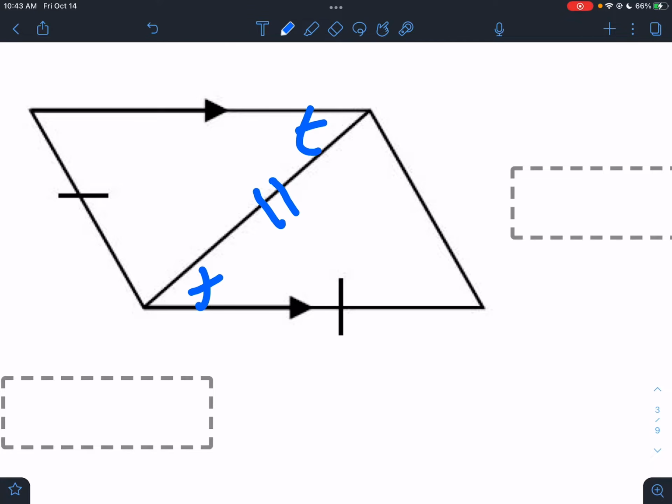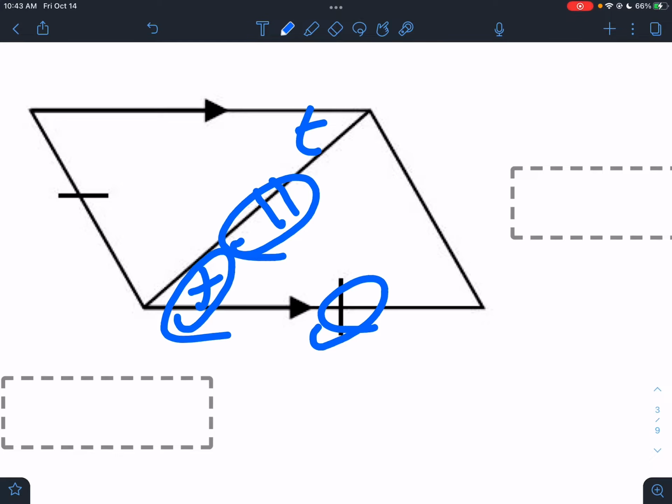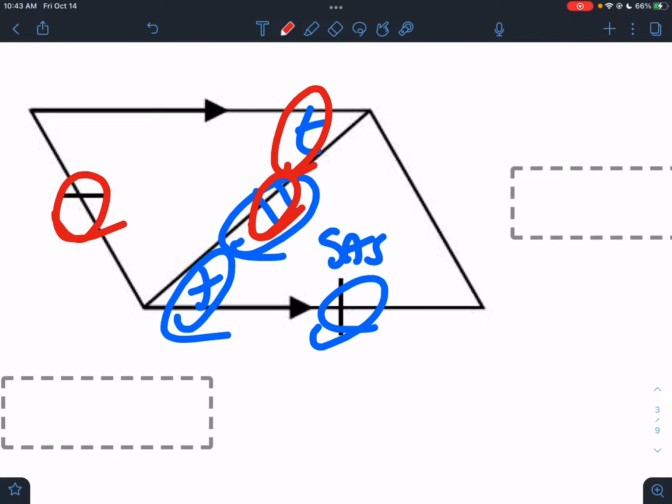This one's a little bit wacky. We have side, side, angle in between. That's SAS. But on the other shape, we have side, side, non-included angle. Is this angle holding hands with that side? No. Just staring at them. It's not holding hands with it. This angle holds hands with these two sides. So no. So this one is SSA.